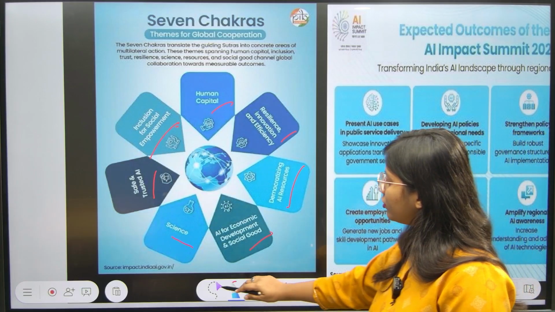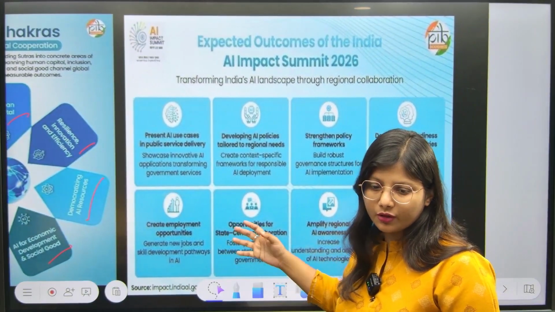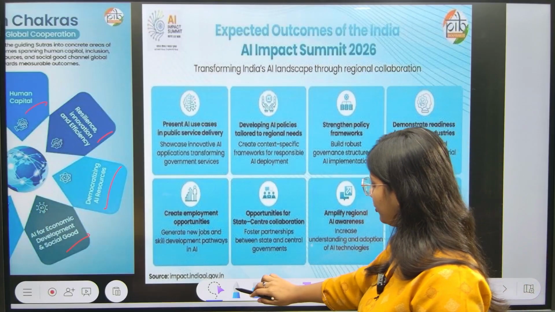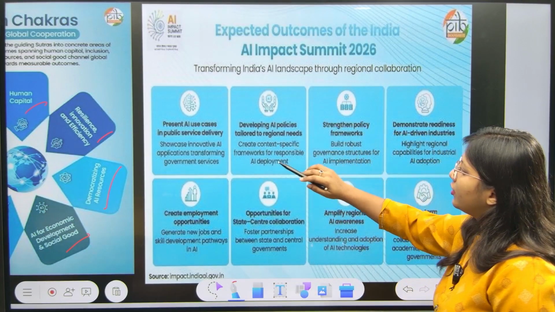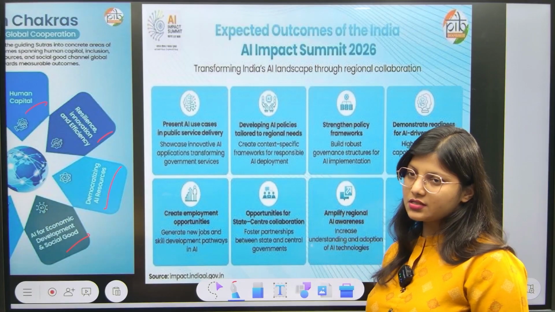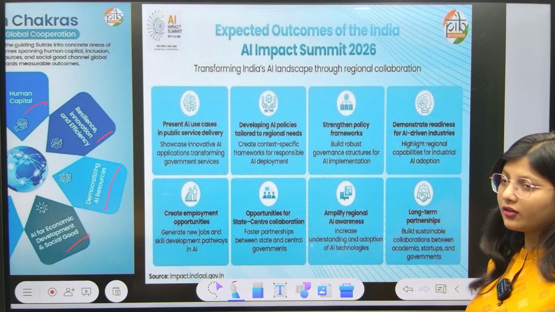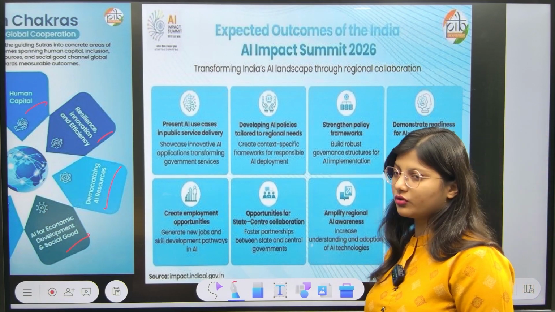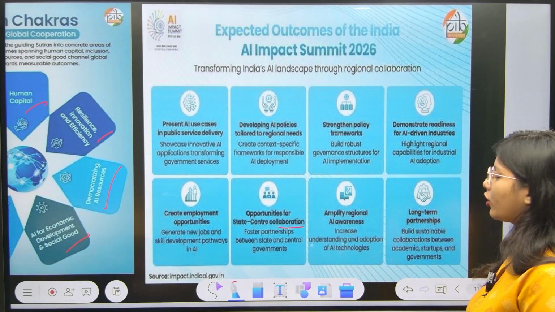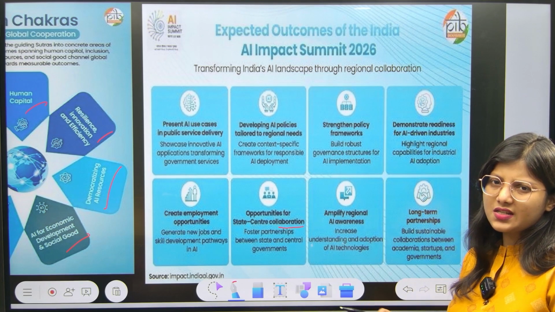Now, when a summit is held, they will be expecting some outcome from it also. So what will be the expected outcomes of the India AI Summit? We'll see: present AI uses in public service delivery, developing AI policies, strengthen policy frameworks, demonstrate readiness for AI driven industries and even create employment opportunities, center-state collaboration, amplify regional AI awareness and long-term partnership. These are the expected outcomes. This is only related to the summit, you can say.